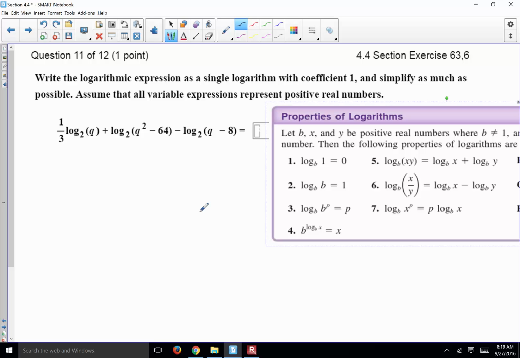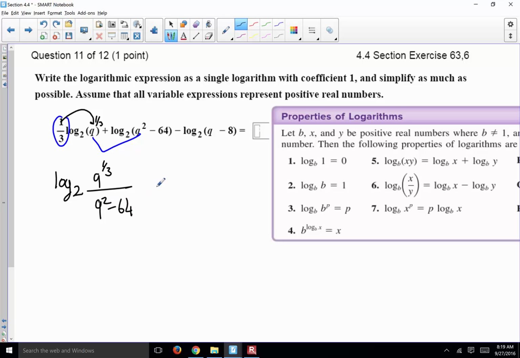Alright, one more question. We first move the numbers in front right here. There is only one thing you need to do. So can I just do it right here, 1/3? And I will combine these two next. Log 2q to the 1/3 over q squared minus 64. Am I doing everything right? Right? And then we put this back right here.